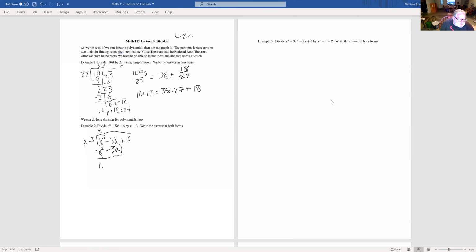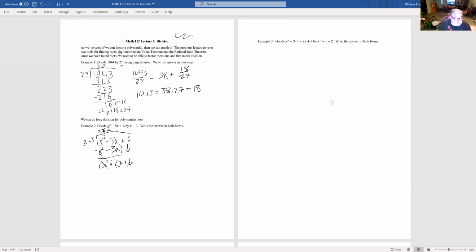X squared minus x squared, that's a 0x squared. Minus 5 minus minus 3, remember that minus minus 3 is plus 3, so minus 5 plus 3 is a minus 2x. And then we'll pull down the plus 6. So we look at the leading term in our factor here, that's x. And this leading term is minus 2x. What do I multiply x by to get minus 2x? Sorry, I want to multiply this by minus 2.